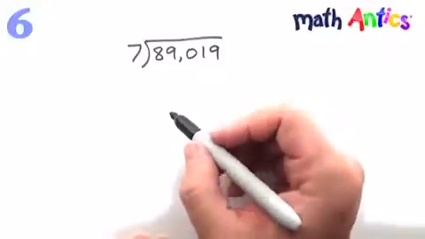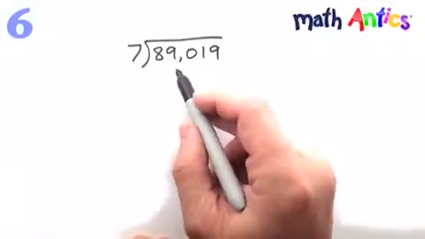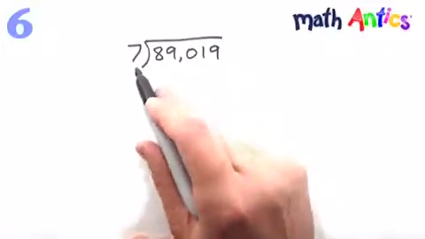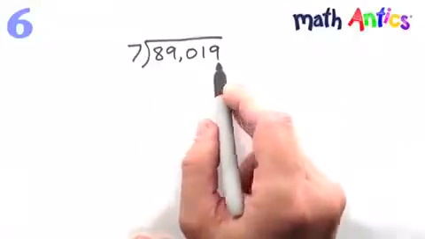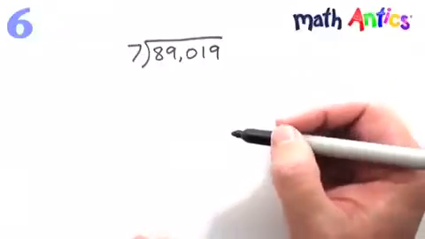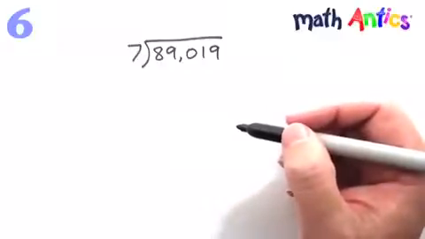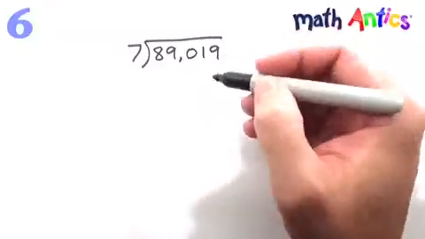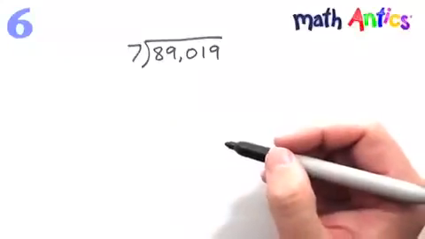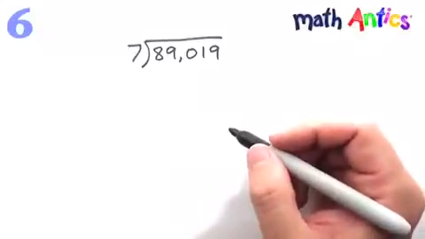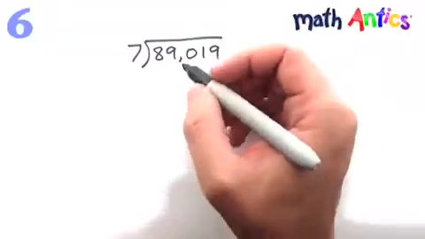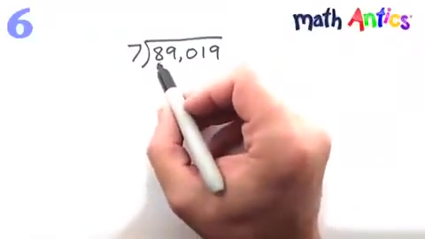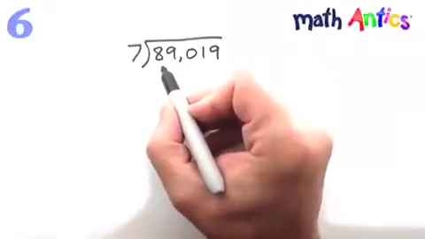And for our last problem, we have 89,019 divided by 7. Now this is a 5-digit number we're dividing up, so that means there's going to be 5 division steps. And it also means that we need to be very neat and organized so we can keep track of what goes where. And it also means that I'm going to have to write a little smaller than usual so I don't run out of room. So as always, we start with the left digit of the number we're dividing up.